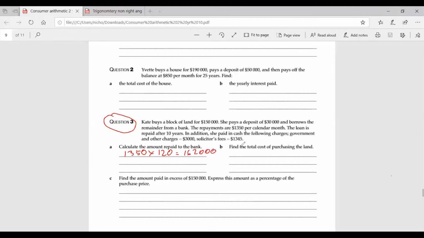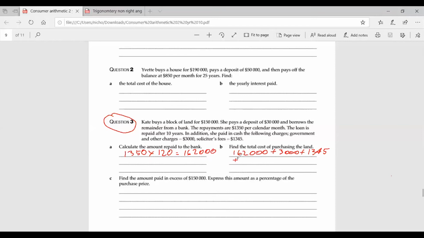162,000. So now find the total cost of purchasing the land. So that's where we then go 162,000 plus 3,000 plus 1,345, right? Because now we're looking at this is the cost that she had to repay. This is the total cost. And there's one more thing we have to add. And what do you think that's going to be?